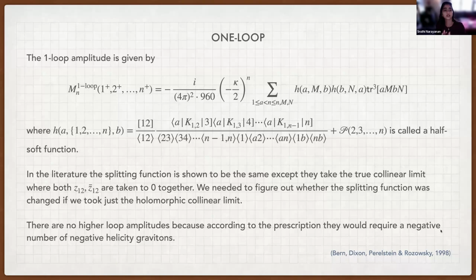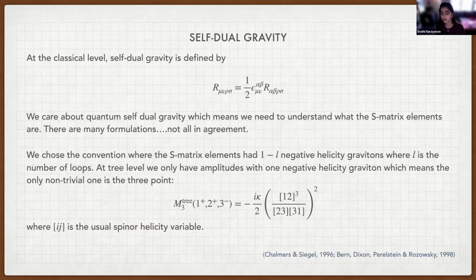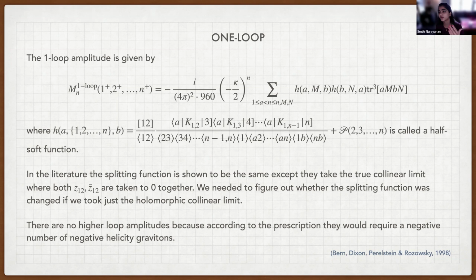And of course, I should have said this earlier, but since the S matrix was defined as having 1 minus L negative helicity gravitons, once you go to 2 loops, you would need a negative number of negative helicity gravitons. Therefore, there's nothing higher than 1 loop. So that's why this model of quantum self-dual gravity was nice to consider, because it was a very concrete, very small subset of things to consider. So it was a nice toy model.